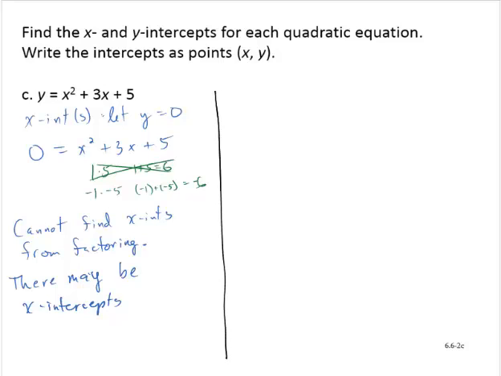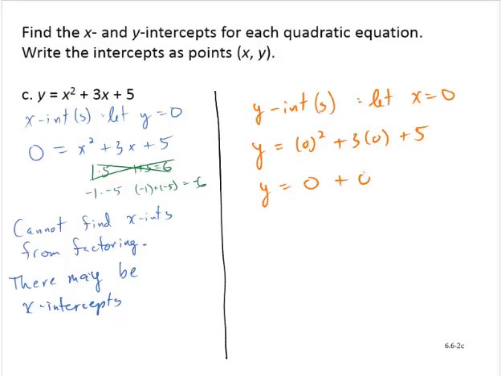Alright, and let's find the y-intercept by letting x equal 0. So that would give us y equals 0 squared plus 6 times 0 plus 5. So y would equal 0 plus 0 plus 5, and so y equals 5. So the y-intercept is 0, 5.